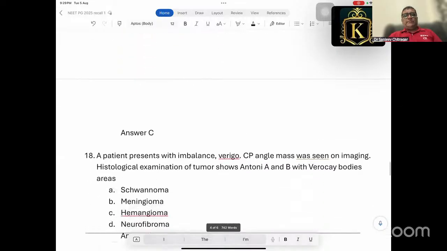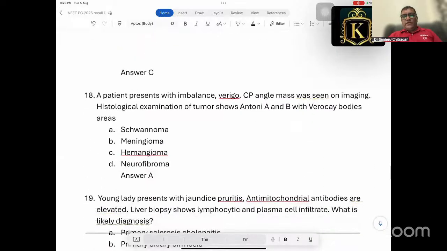Next, a patient presents with imbalance and vertigo. A CP angle mass was seen on imaging. Histological examination shows Antoni A areas and Antoni B areas with Verocay bodies. Look at this: in this exam, there were more descriptive questions. They did not give you the actual image, but they described the image. So it is not just if you had looked at the image, but you should know exactly what is seen in that image, right? Yeah, this is your schwannoma. So Antoni A, Antoni B areas: schwannoma.